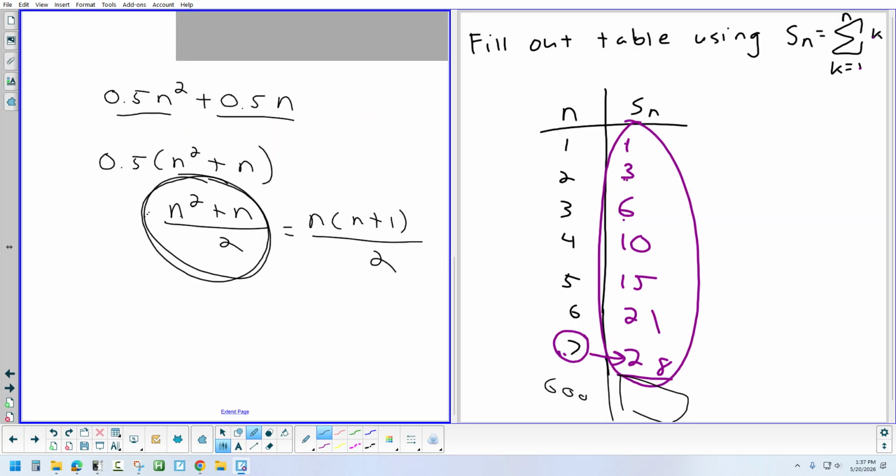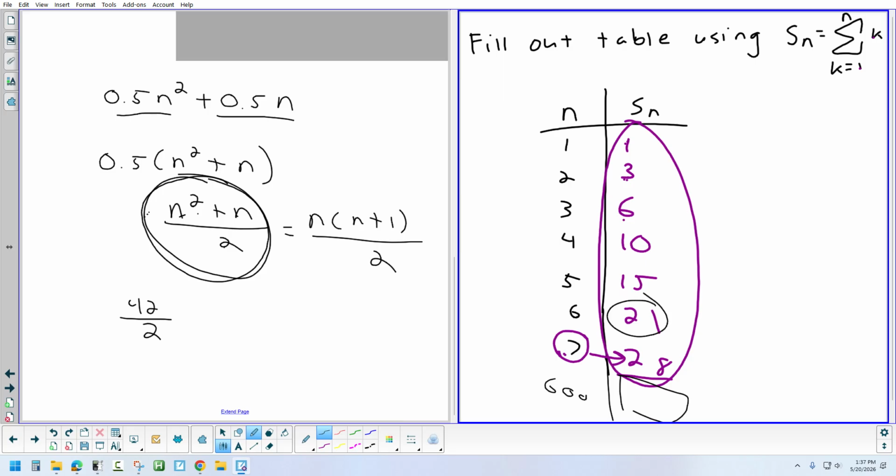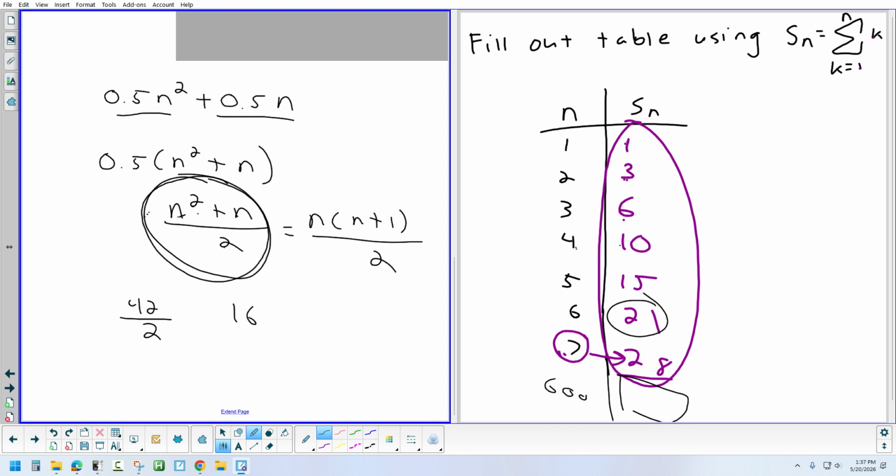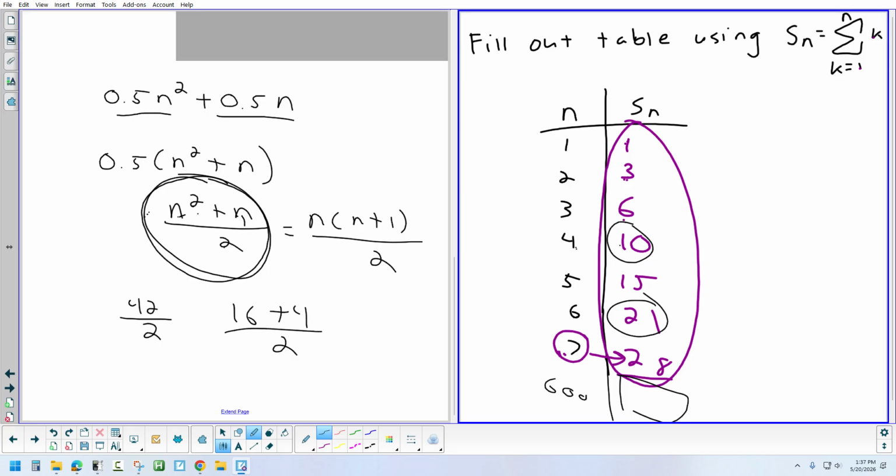Let's plug in a 6 and see if we get 21. What's 6 squared? Yeah, 36. 36 plus 6 is how much? 42. And what's 42 divided by 2? 21. So when you plug in 6, you get 21. Okay, let's try another one. Let's try 4. If we plug in 4, let's see if we get 10. 4 squared is 16 plus 4. 16 plus 4 is 20. 20 divided by 2. There we go, 10.